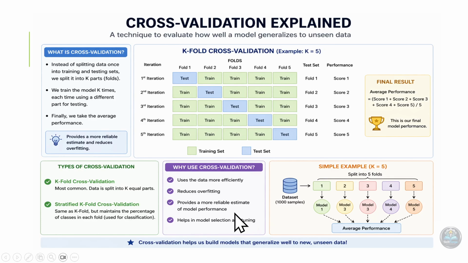Train multiple times, test multiple times, average the result. Every data point is used for both training and testing, and cross validation is like testing yourself multiple times instead of just one. It helps us build a model that generalizes well to new data. Now, I hope you have understood what cross validation is.